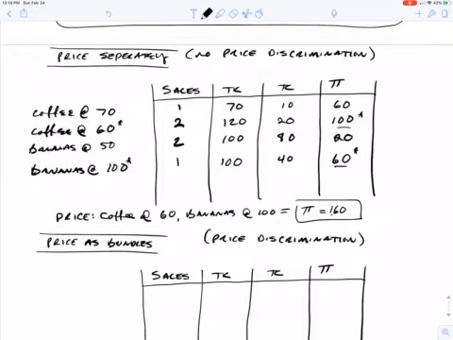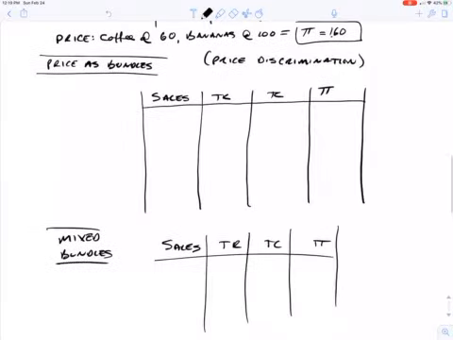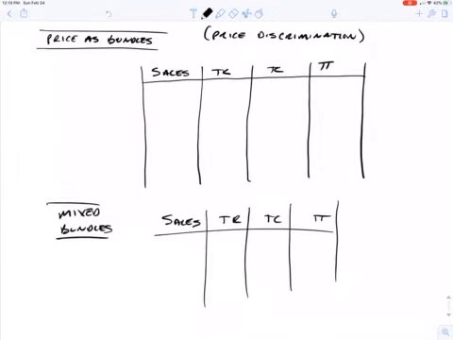Now, let's do the same thing for bundles. And remember, with bundles, what we're doing is we're offering a bundle. We will not allow people to price separately or buy separately. So we're trying to find the optimal bundle. Let's price a bundle of 1 coffee and 1 banana. And that bundle is going to be the price $1.20.